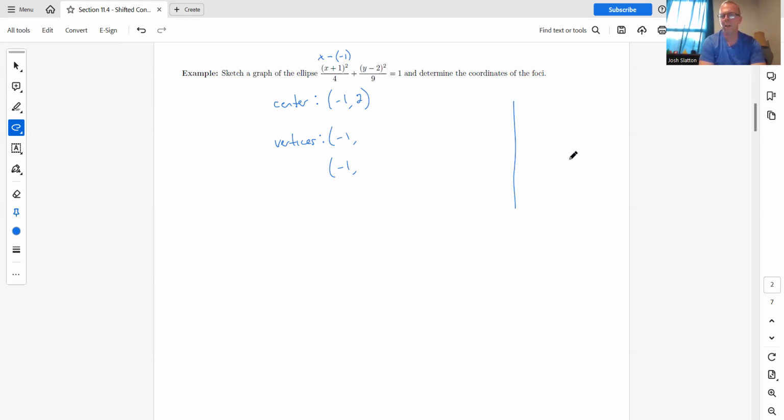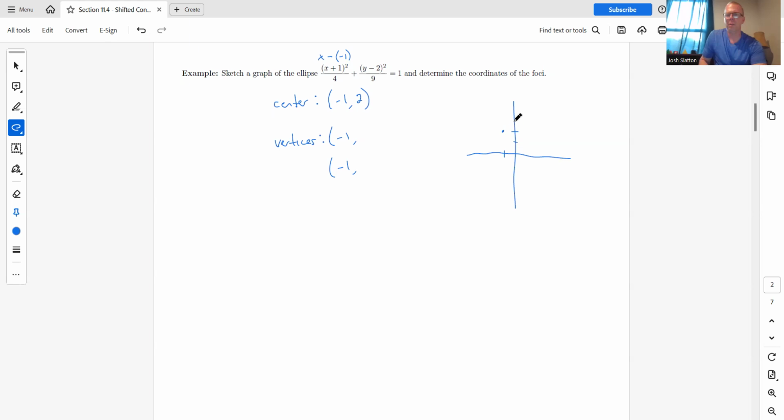So if we want to start to sketch this, -1 and 2, there is the center, and then it's going to look kind of like this. So we need to figure out how long is this going to be? Well, we know how long it would be if it was centered at the origin, right?